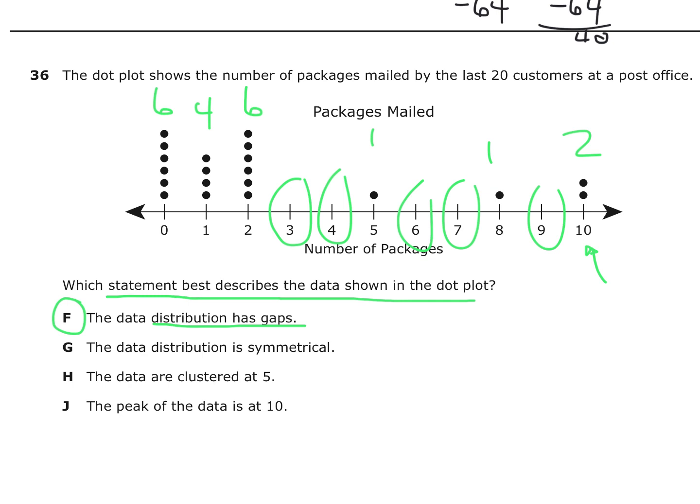The data distribution is symmetrical? No. You would have an even number. You don't have symmetry there at all. The data is clustered at 5? I don't think so. There's only 1 at 5. Not clustered there, so that's not it. The peak of the data is at 10. Well, at 10, there's only 2. The peak of the data is more like at 0 or 2 because there's 6 at 0 and 6 with 2 packages. So the answer for 36 should be F.